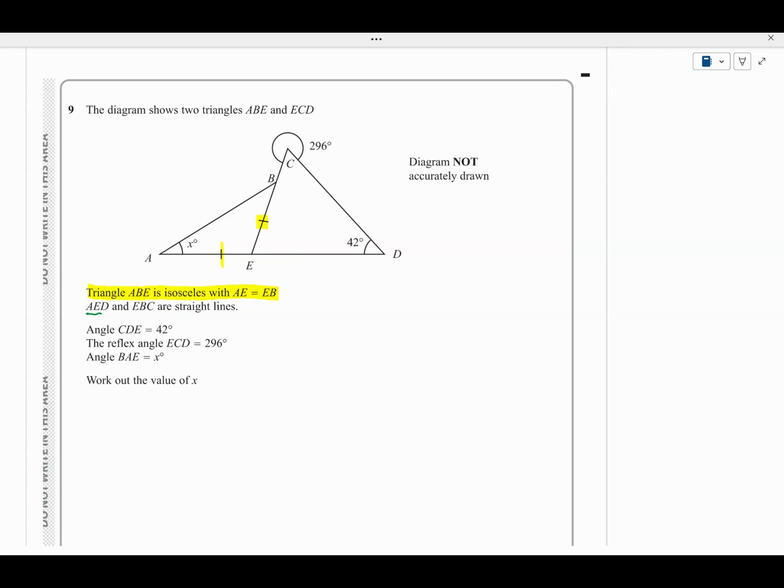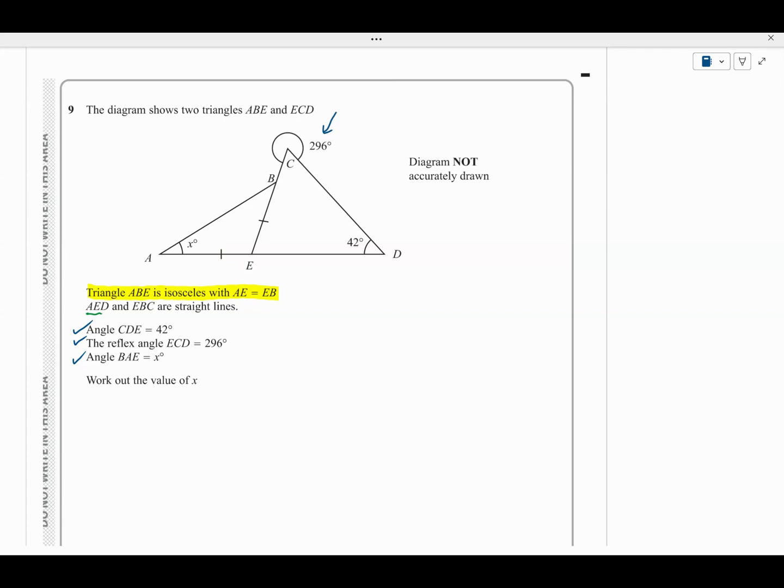Angle CDE is 42. Look, there it is. It's marked on the diagram. The reflex angle ECD is 296. That's marked on the diagram. The angle BAE, that's that one, equals x. That's marked on the diagram. Work out the value of x.